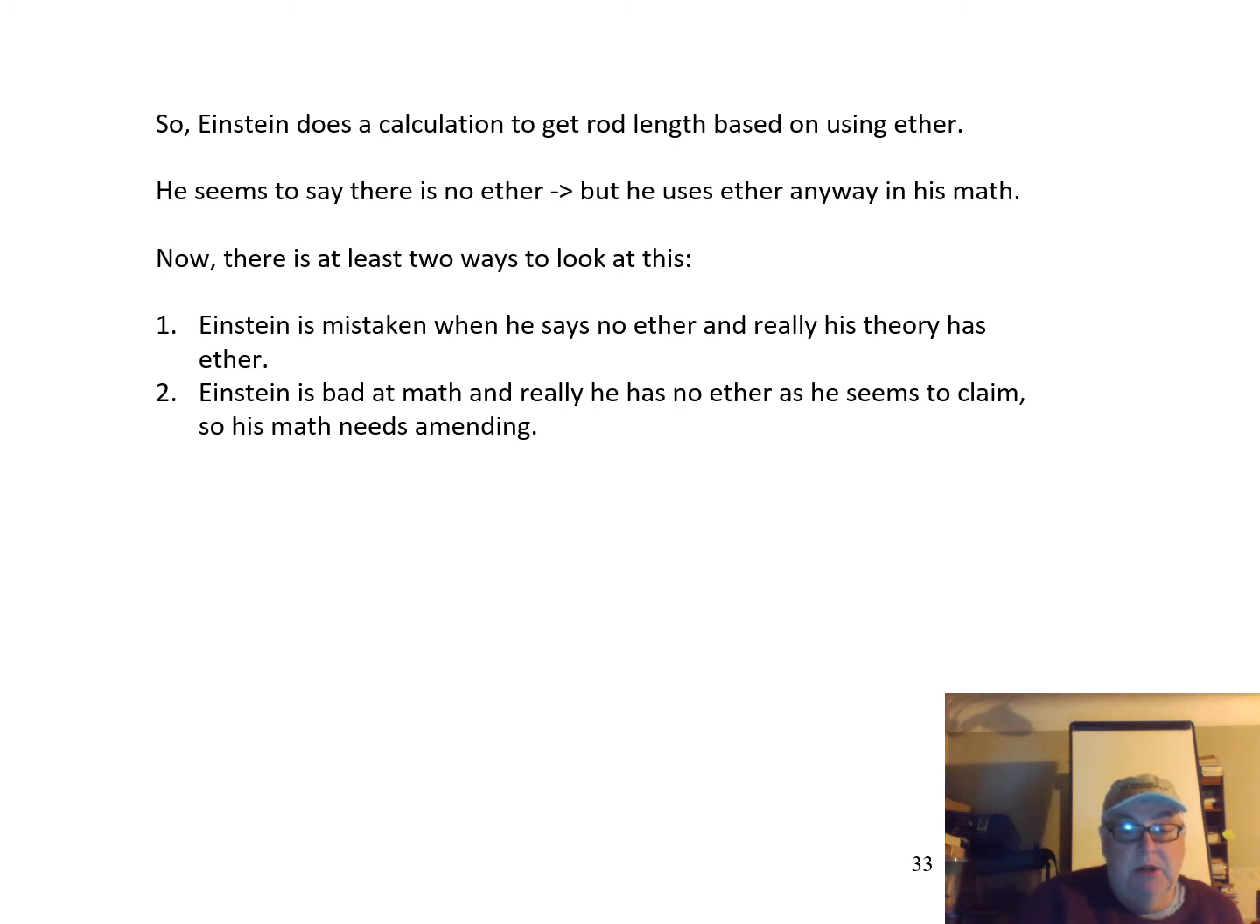So Einstein does a calculation to get rod length based on using ether. He seems to say there's no ether, but he uses ether anyway in his maths, and there's at least two possible ways to look at this. First way is Einstein is mistaken when he says no ether, or is interpreted to say no ether, and really his theory has ether. Second way, Einstein is bad at maths, and really he has no ether, as he seems to claim, so his maths needs amending.